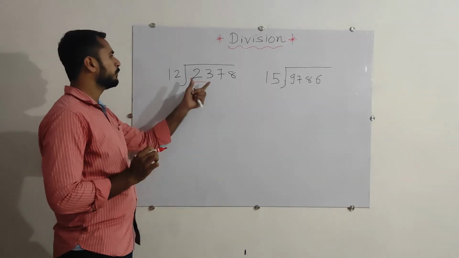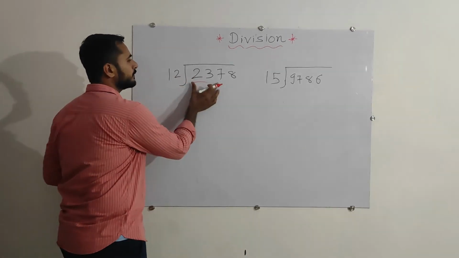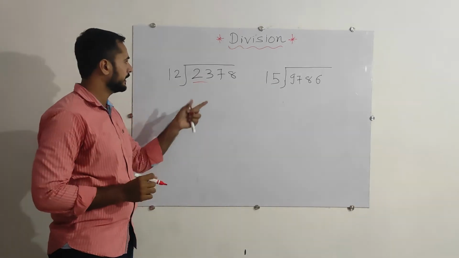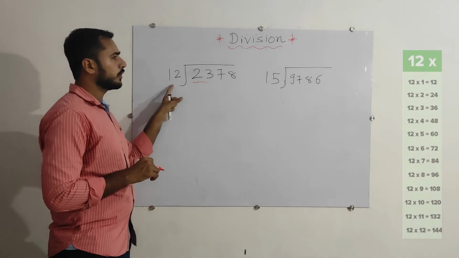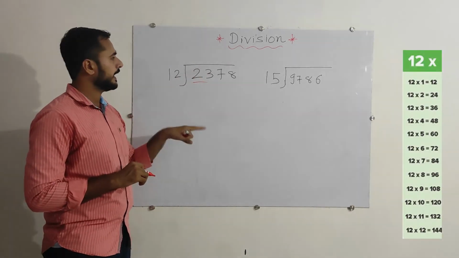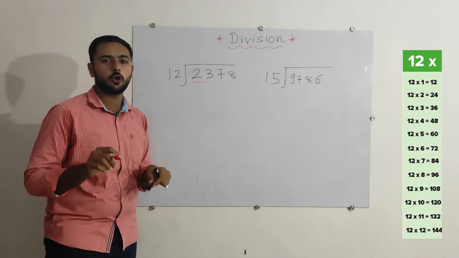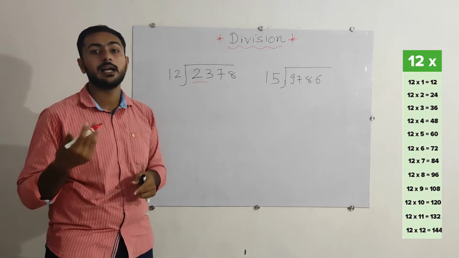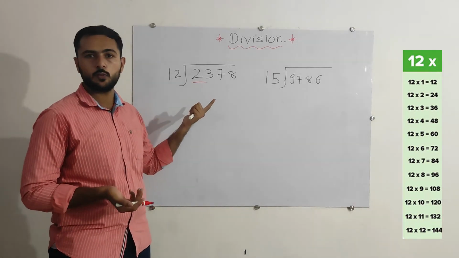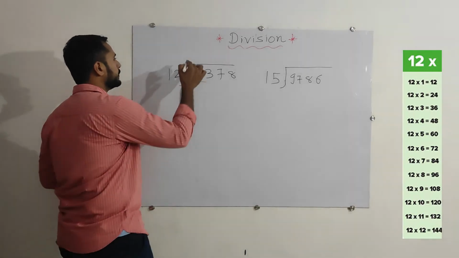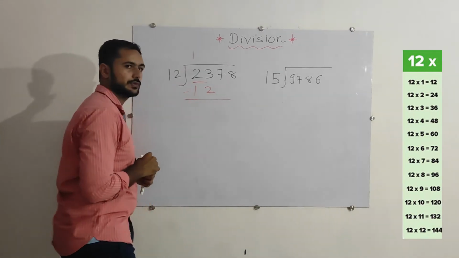If that is smaller than this number, at that time we will use the first three numbers. But here 23 is actually bigger than 12. Now just recall the table of 12. In that we have to identify 23. Is it there? No, because 12 ones are 12, 12 twos are 24. But 24 is bigger than 23, so we cannot use that. It means we will use 12 ones are 12 only and just subtract this.